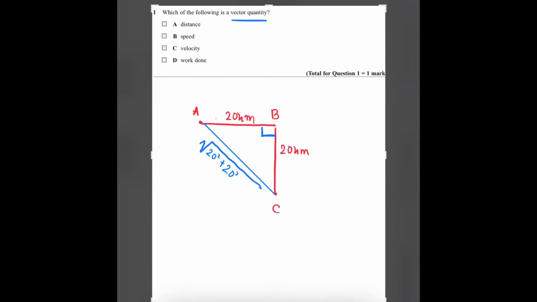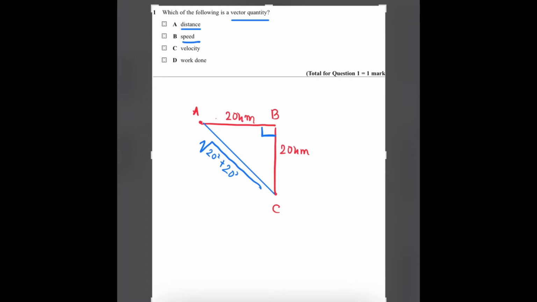So there are two types of quantities. One is a scalar quantity and one is a vector quantity. A scalar quantity has only magnitude but no direction. For example, time. We can say 5 seconds or 10 seconds or 15 seconds. So a scalar quantity is something that has only magnitude but no direction, and a vector quantity is the one that has both magnitude and direction. So distance is basically a scalar quantity because it has a magnitude of 20 plus 20 kilometers, but it does not say anything about the direction.